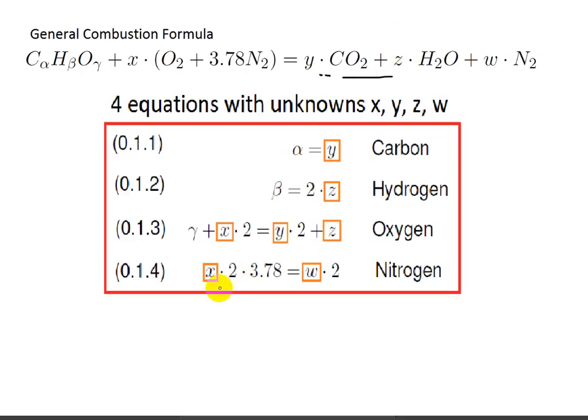The nitrogen can be just a little bit tricky. We have to pay attention at least. So we're going to have two nitrogen atoms in the nitrogen molecule, but then there's 3.78 moles of that within the air, so that we're going to have 2 times 3.78 times x on the left-hand side. And on the right-hand side, we have pure nitrogen again, so that's going to be 2 atoms times our coefficient w to give the final equation.